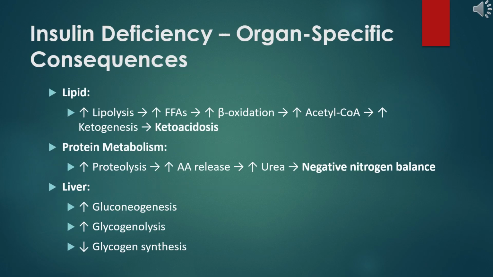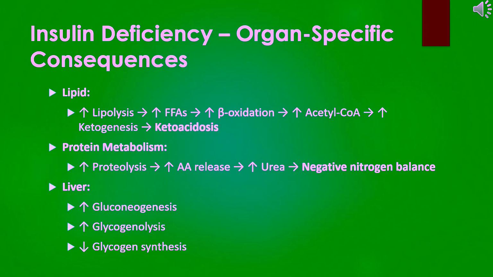Next we have insulin deficiency, organ-specific effects. When insulin is low or absent, the body goes into a catabolic state. Fats are broken down into free fatty acids. These are converted in the liver into ketones. This leads to diabetic ketoacidosis.